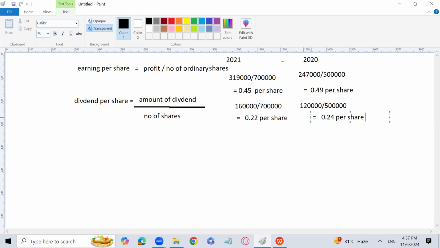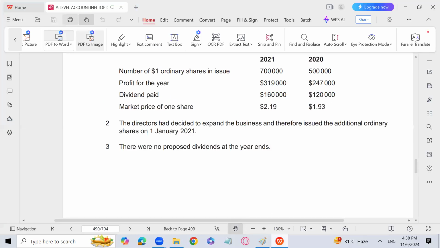Instead of that, the more capital has been invested, the profit has not increased accordingly. Same is the case with the dividend: the shares have increased, but the dividend has not increased accordingly. So dividend per share has decreased by 0.02. On each share, the return you are getting by purchasing each share is 0.22 per share in 2021 compared to 2020.